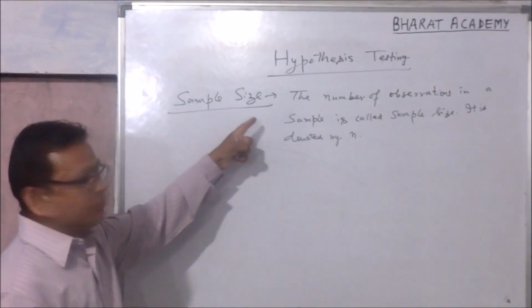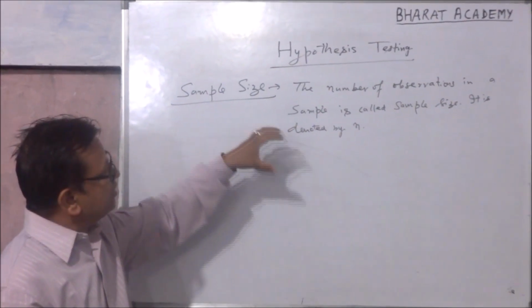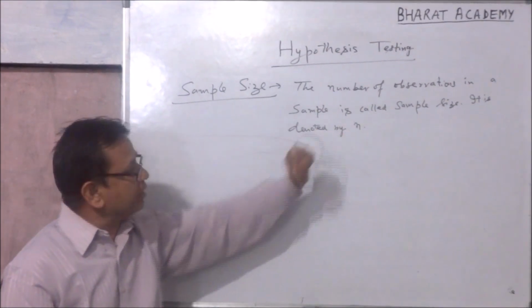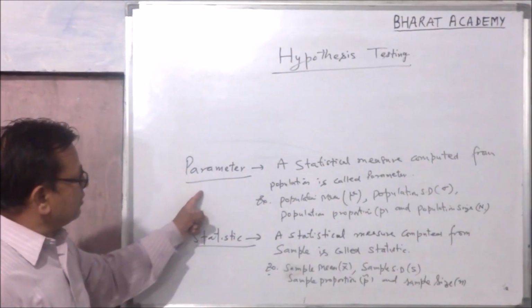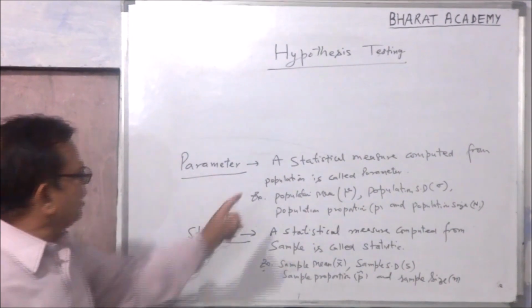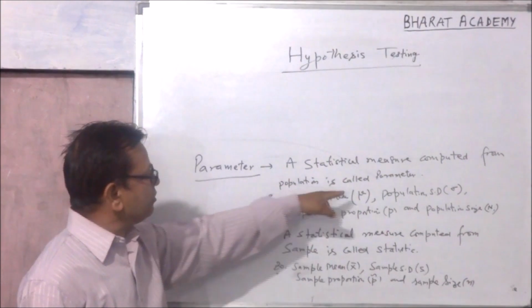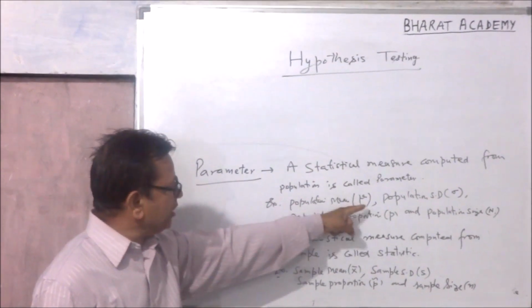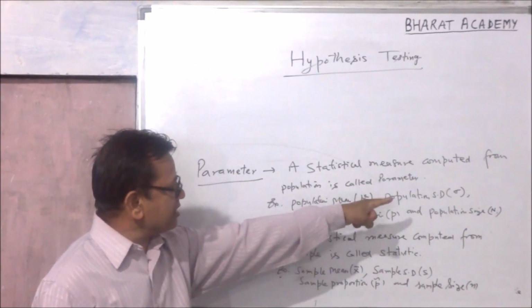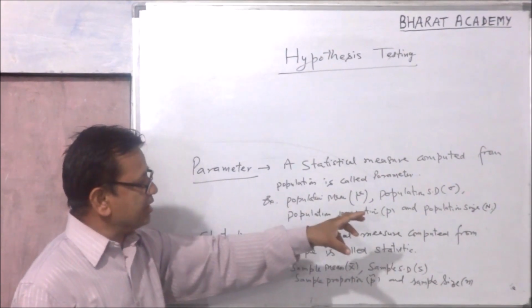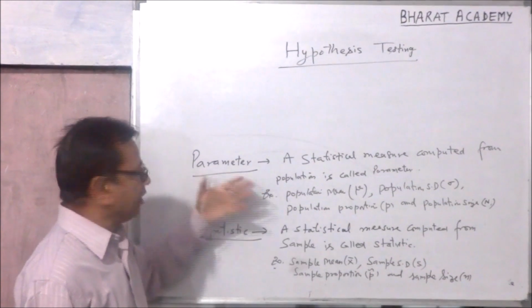Now the next is sample size. The number of observations in a sample is called sample size. It is denoted by small n. Now I take parameter. What is the parameter? A statistical measure computed from the population is called parameter. Population mean mu, population SD sigma, population proportion small p, and the population size capital N are called parameters.